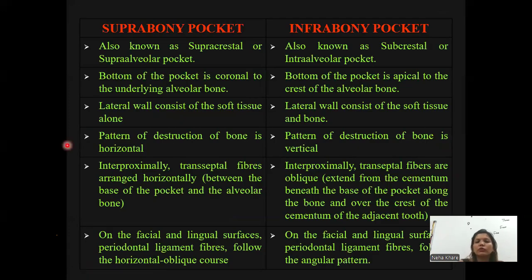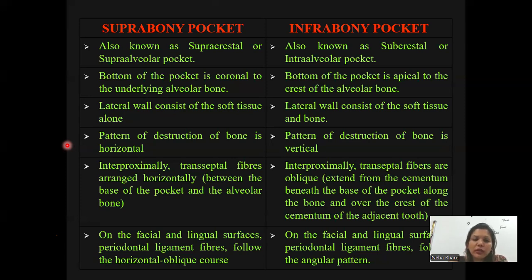Suprabony pocket is also known as supracrestal or supraalveolar pocket. Here, the bottom of the pocket is coronal to the underlying alveolar bone, and its lateral wall consists of soft tissue alone. On the other hand, infrabony pockets are also known as subcrestal or intraalveolar pockets. Here, the bottom of the pocket is apical to the crest of the alveolar bone, and the lateral wall consists of soft tissue as well as bone.